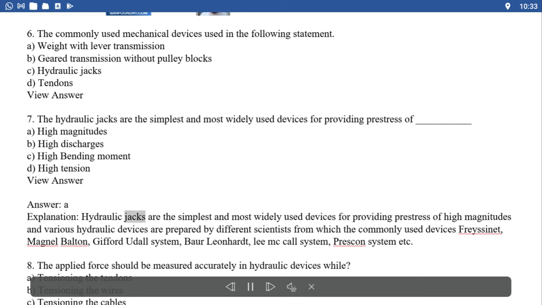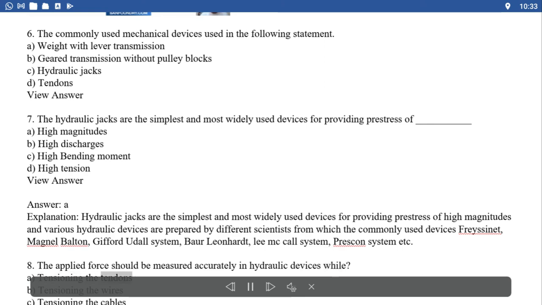Explanation. Hydraulic jacks are the simplest and most widely used devices for providing prestress of high magnitudes, and various hydraulic devices have been developed by different scientists, from which the commonly used are the Freyssinet, Magnel-Blaton, Gifford-Udall system, Bauer-Leonhardt, Lee-McCall system, Prescon system, etc.